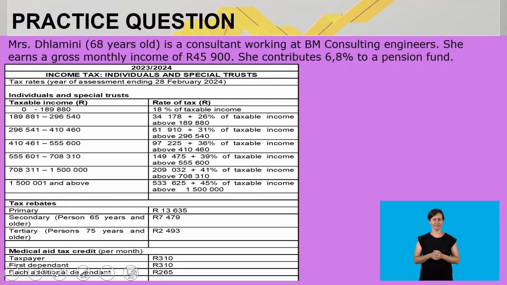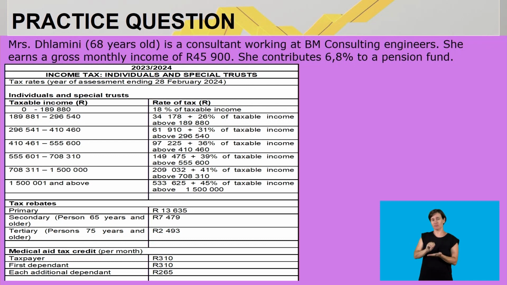Right, so let's look at our first question. Question number 1, I said, Mrs. Lamini, 68 years old, is a consultant working at BM Consulting Engineers. She earns a gross monthly income of 45,900 Rand. She contributes 6.8% to a pension fund.